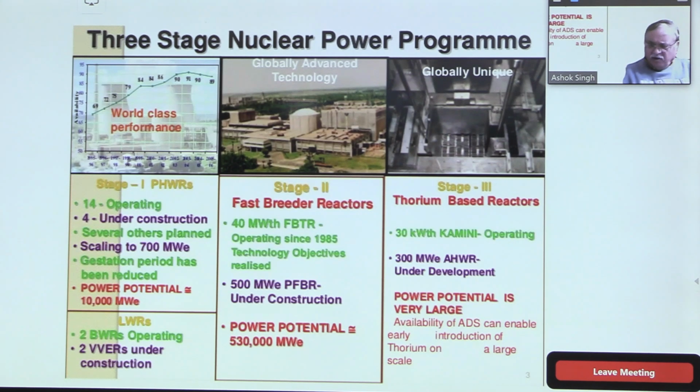Now, why did India adopt this approach? This first phase. There are various reasons. One is that India had very limited uranium reserves. Now, limited uranium reserves meant that setting up nuclear enrichment plant would not be very useful.